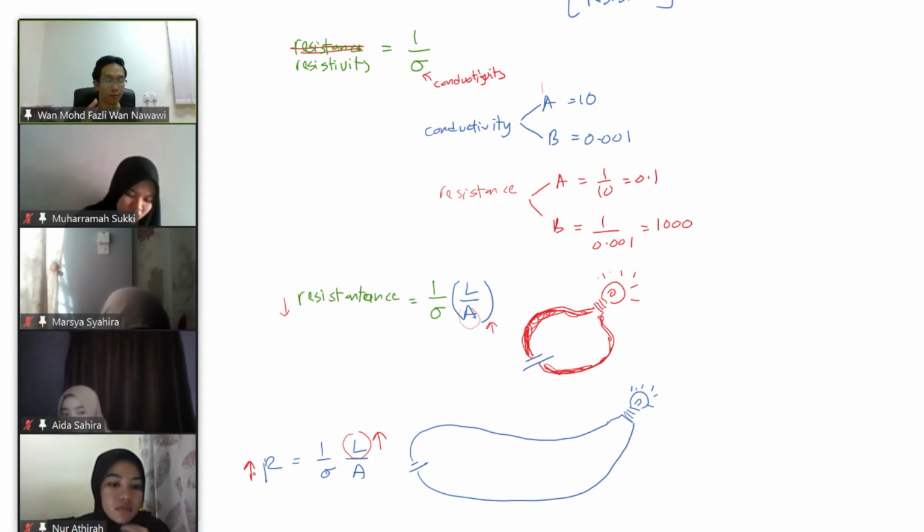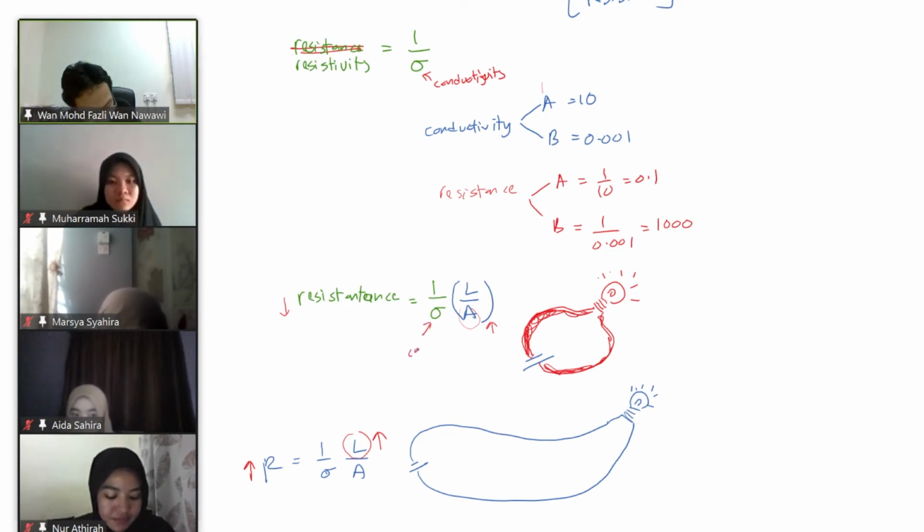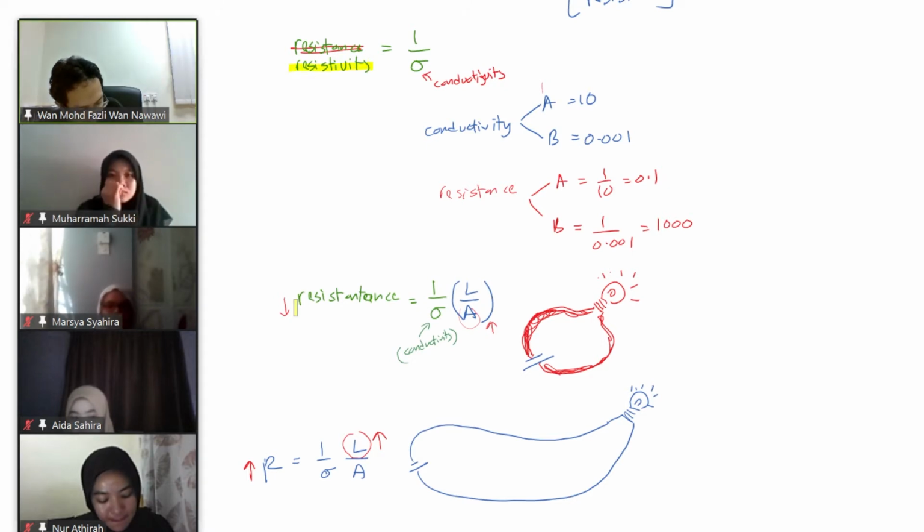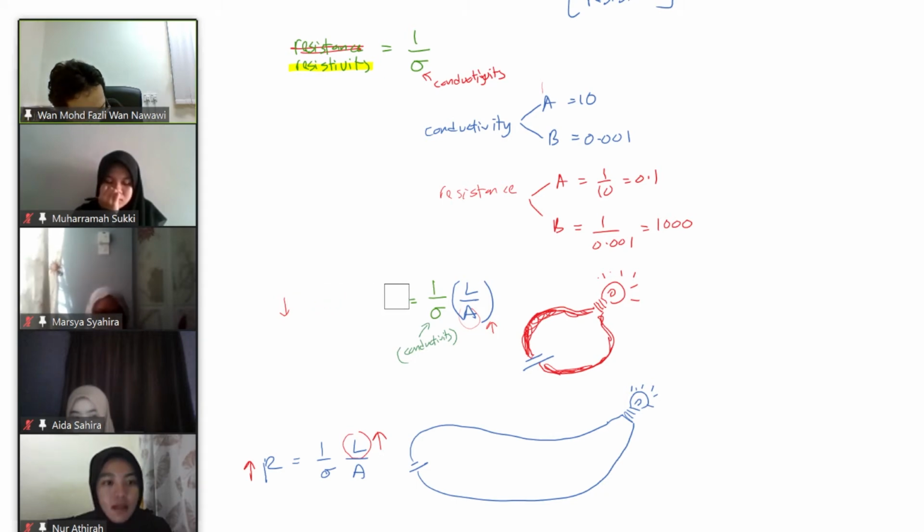So that is what we call the relationship between resistance and conductivity. So this is conductivity. Let me draw in color. So this is conductivity, okay, conductivity. So you have resistivity, this is resistivity. You have resistance, this is resistance.